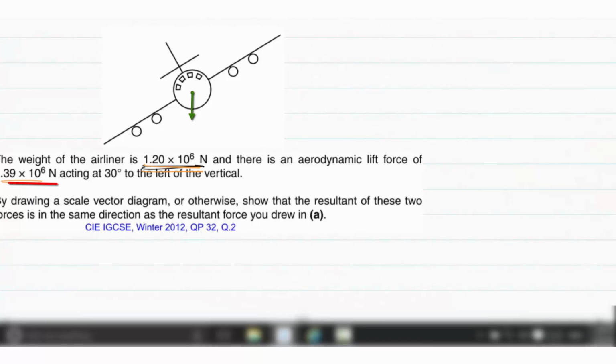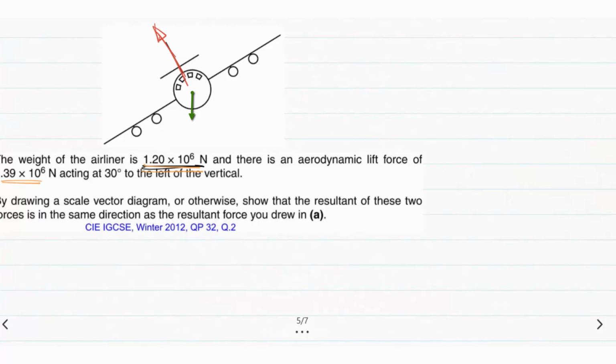You need to understand that whenever there is a lift acting on the aeroplane, it should always be perpendicular to the plane of the aeroplane. So in this direction, let me just draw it. In this example, the aerodynamic lift will be this. They say it's 30 degrees to the left of vertical. So that's the vertical, and that's 30 degrees, right? And by drawing a scale diagram or otherwise, so I'll explain one more method, show that the resultant of these two forces is in the same direction as the resultant force you drew in part A.